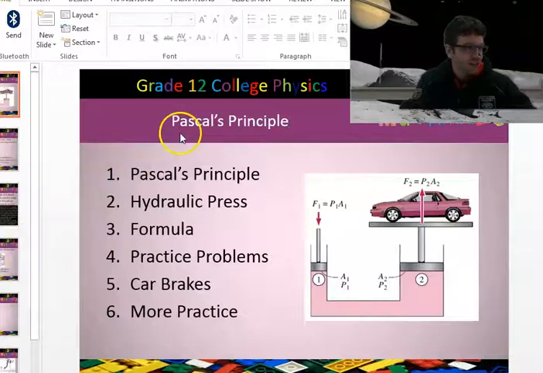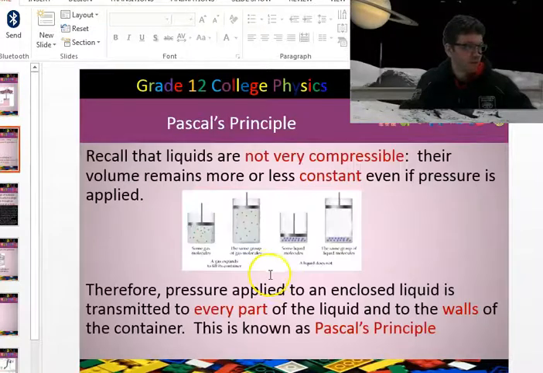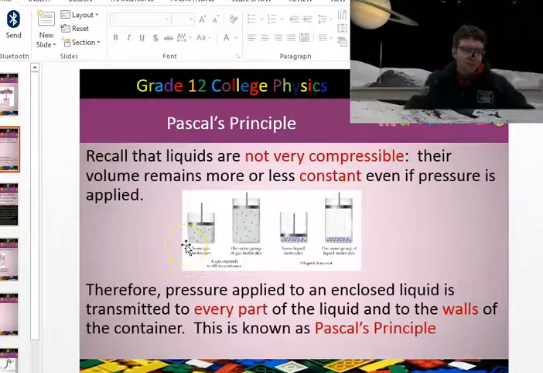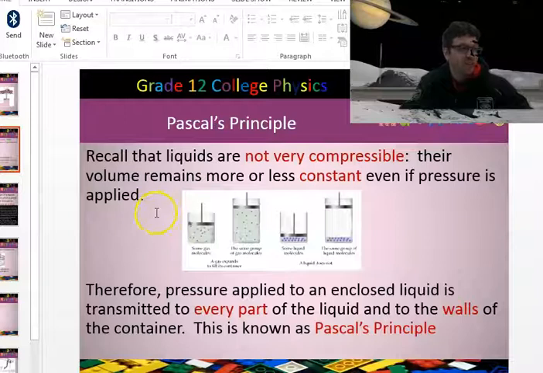So today's lesson is on Pascal's Principle, okay, and we're going to go over the hydraulic press. So we've talked about the difference between liquids and gases as fluids, and the one property that is going to be important for today's lesson is that liquids are not very compressible. That means their volume pretty much more or less stays constant even when you apply pressure onto it.